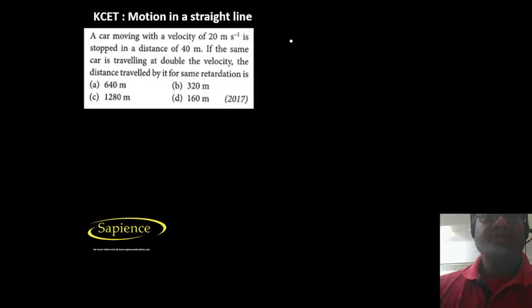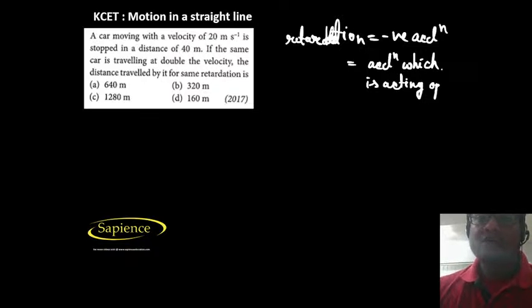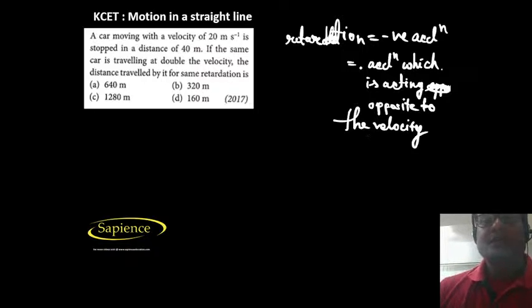So here it is based on retardation. Retardation means negative acceleration. It means the acceleration which is acting opposite to the velocity of the body. So acceleration, simply I can take it as a only.